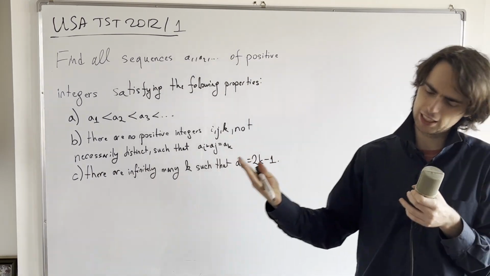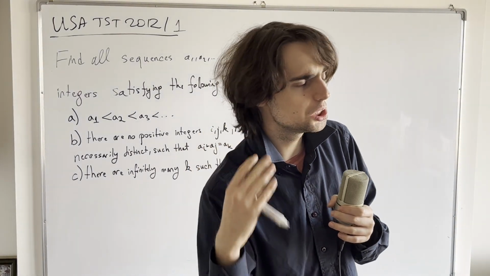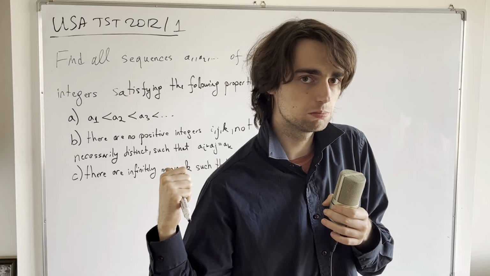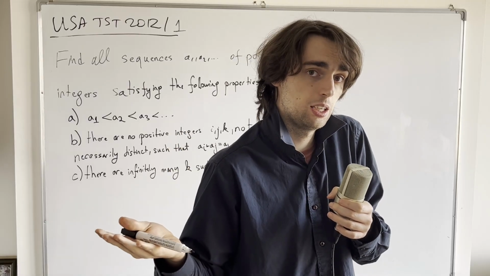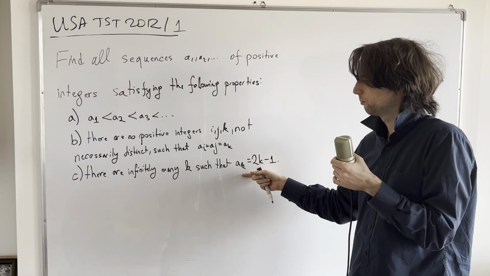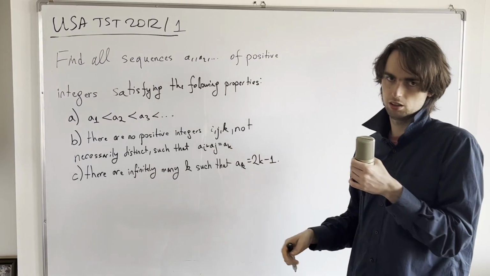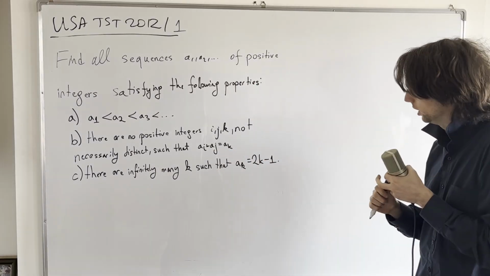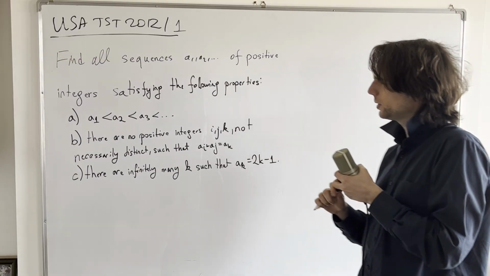So pause for 5 minutes and ask yourself, what is the sequence that satisfies this? The only one you can think of. And for me, it's a_k is 2k minus 1, because this is even, this is odd, and boom, we're done. So how are we ever going to do this?